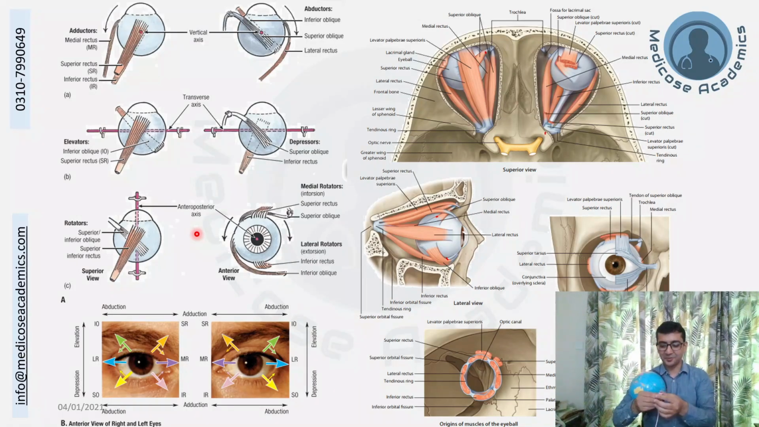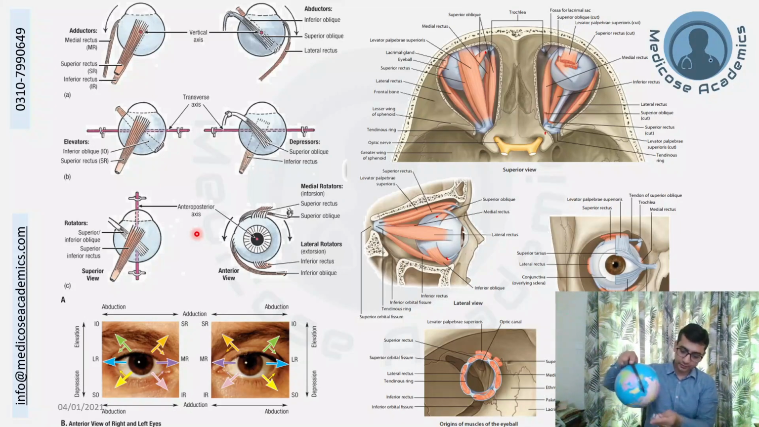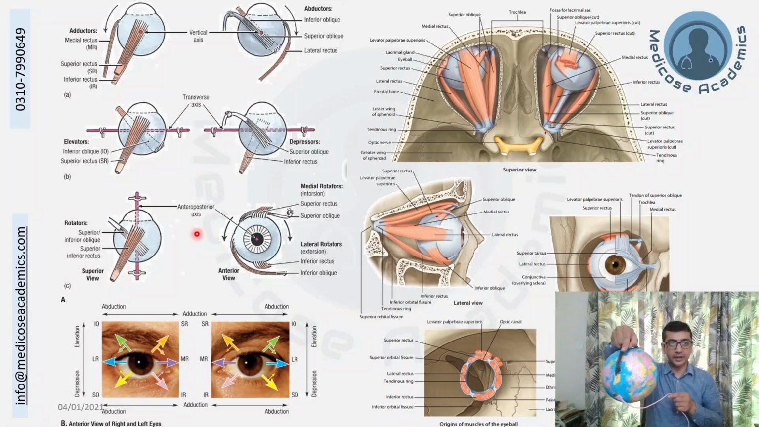And we are left with the anteroposterior axis. Here, along the anteroposterior axis, the inferior rectus is attached. Okay, this is the anteroposterior axis. This is the inferior rectus attached right here, and this is its medial approach. We're talking about the right eye.